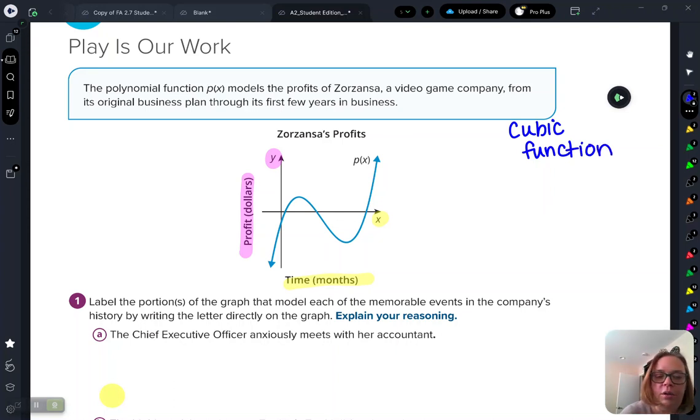We're going to try to interpret this graph based off of some different events in the company's history. We are not going to have any numbers to work with here. There are no numbers here. There's no scale. There's nothing.